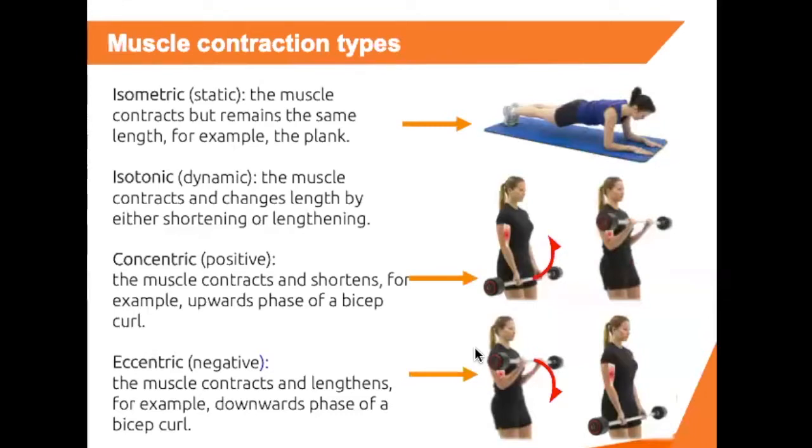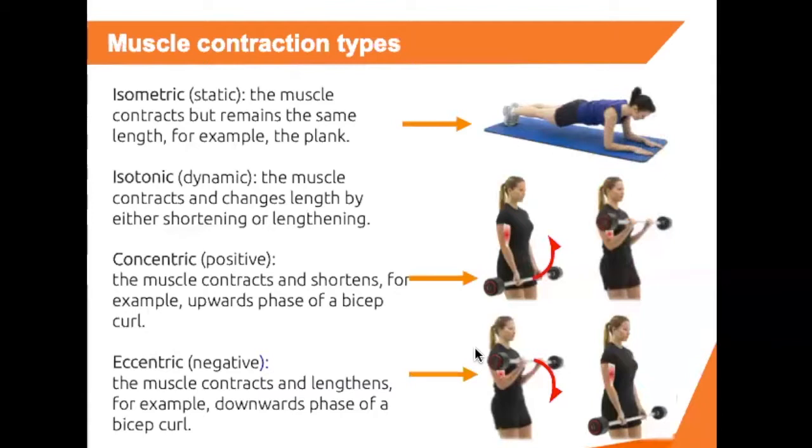And there's two types that come under the heading of isotonic. You have concentric, also referred to as a positive contraction, and you have eccentric, which is referred to as a negative contraction. As that lady's curling the bar up towards her chest, the muscles in her biceps are getting shorter. That is a concentric contraction. I used to think about it as constricting, and that used to help me. So if it's concentric, it's like constriction or contraction, contracting.